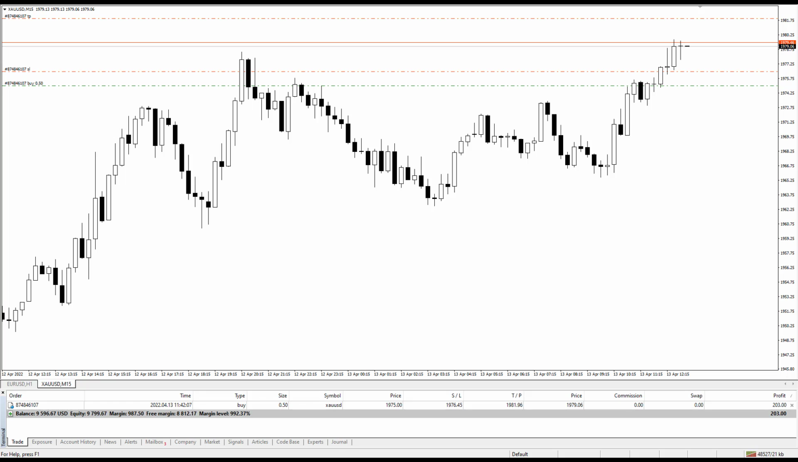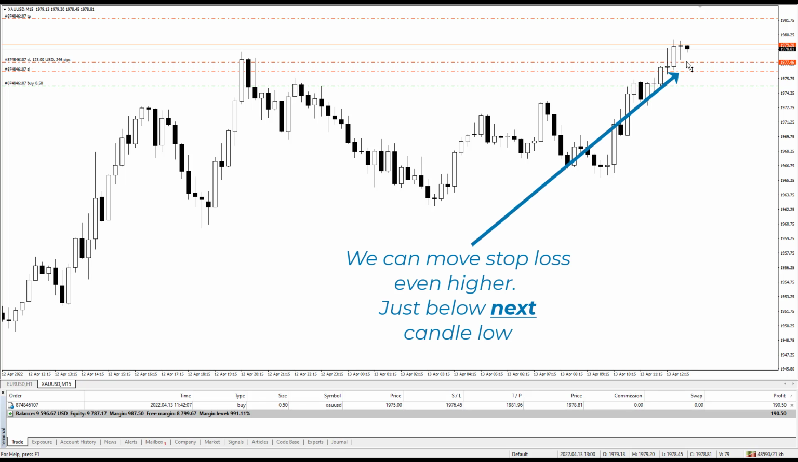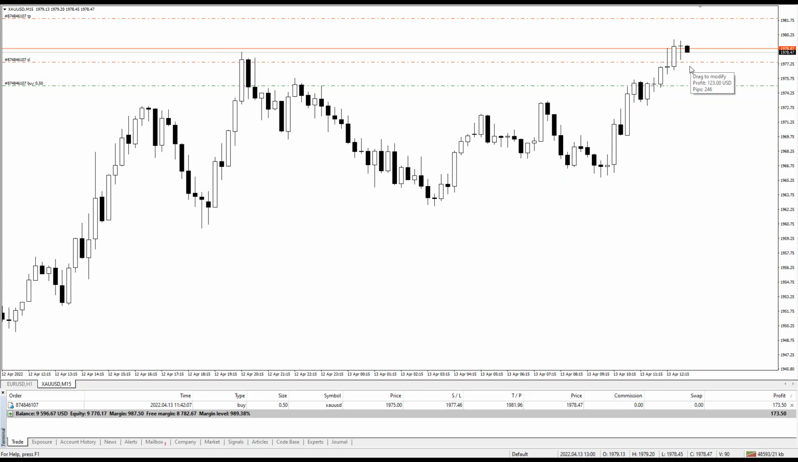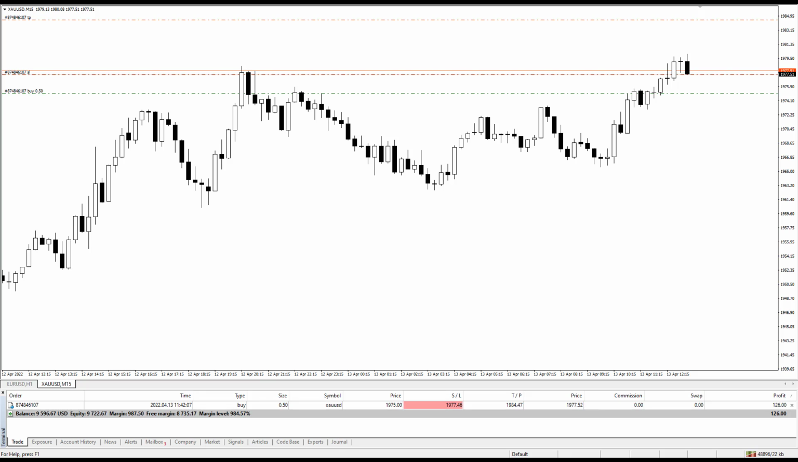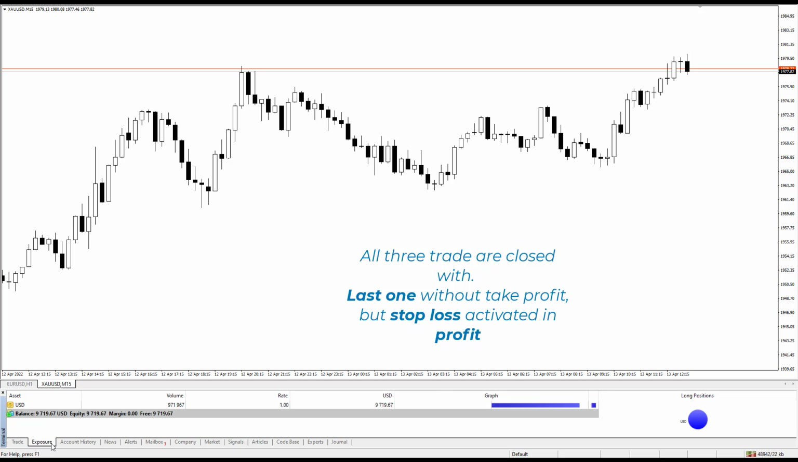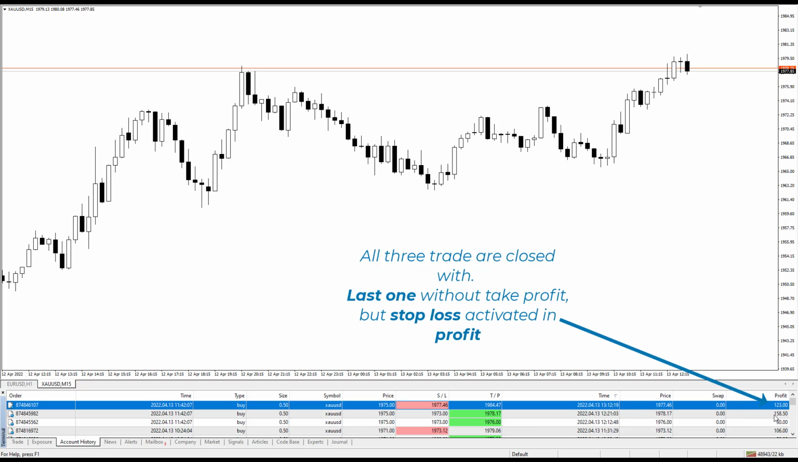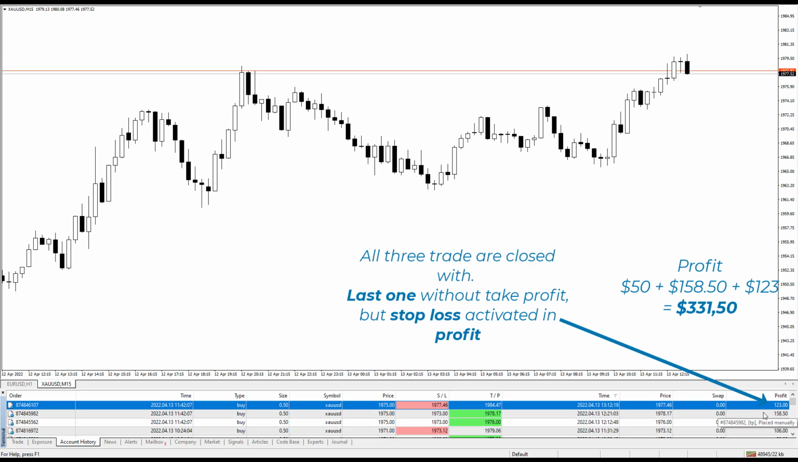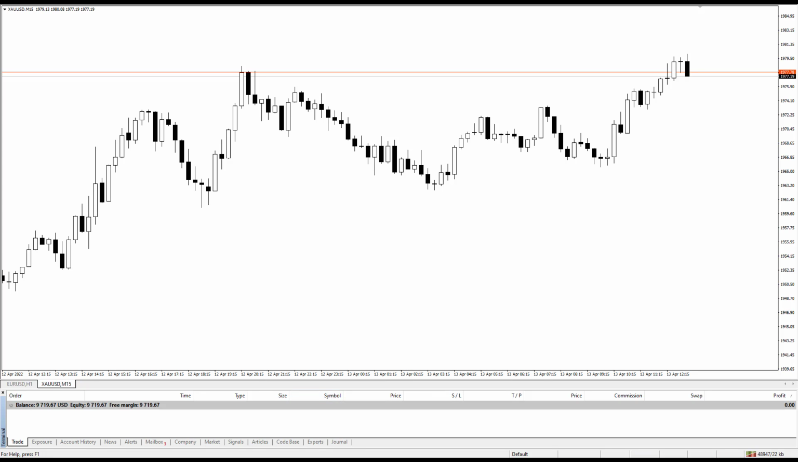Okay, the next candle has been closed. I will move the stop loss again below this candle low, and this will be $123 of profit if the trade closes. Okay, the three trades have been closed, the last one without take profit, but the stop loss activated in profit. Totally I have $331.50 of profit with three trades.